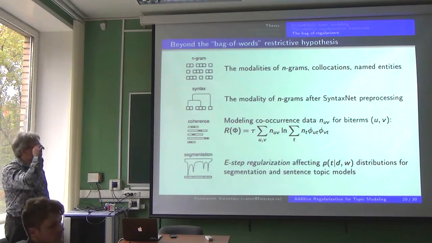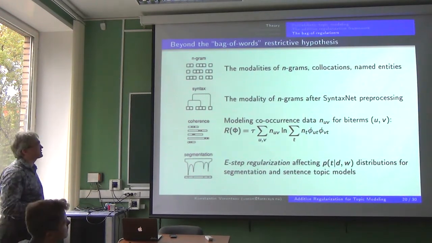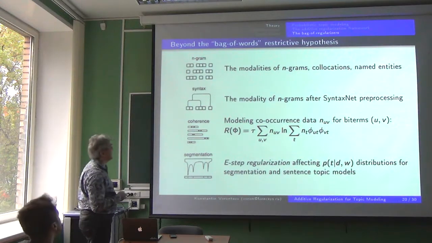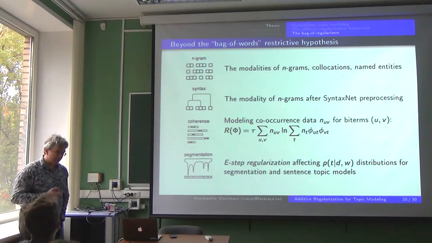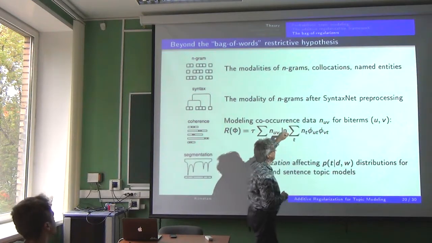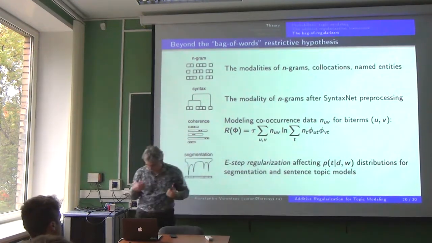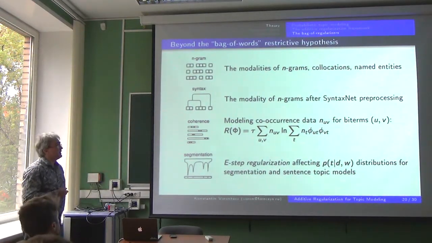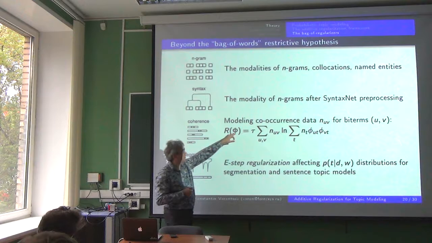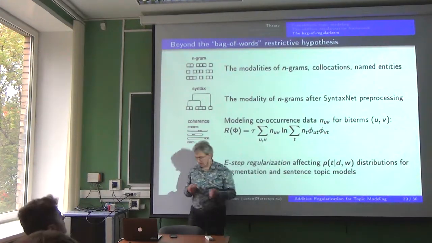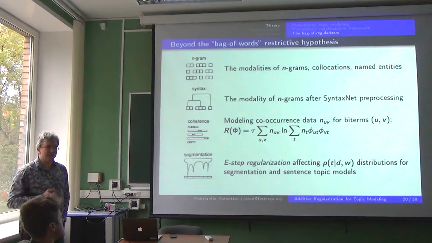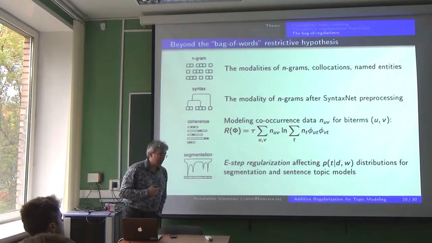The next is the possibility to go beyond the bag of words hypothesis, which is too restrictive in natural language applications. So we may use n-grams or collocations as modalities. We can use SyntaxNet, for example, as a pre-processing tool to build a multimodal model with n-grams as modalities. We can use information about co-occurrence data, for example, in order to build topical word embeddings, and this will be the topic of the next talk by Potapenko.